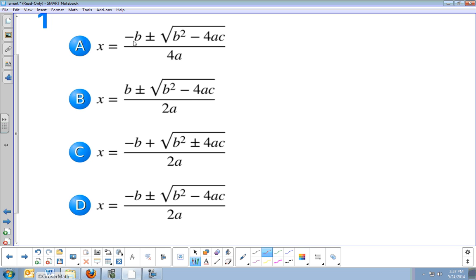The first one is negative b plus or minus the square root of b squared minus 4ac all over 4a. There's your mistake. It is not over 4a, it is over 2a. The second one, b plus or minus, right away you can clearly see the mistake: it's supposed to be negative b plus or minus the square root of b squared plus or minus, nope, it's just supposed to be minus. And so hopefully this is the answer: negative b plus or minus the square root of b squared minus 4ac all over 2a. That is the quadratic formula.